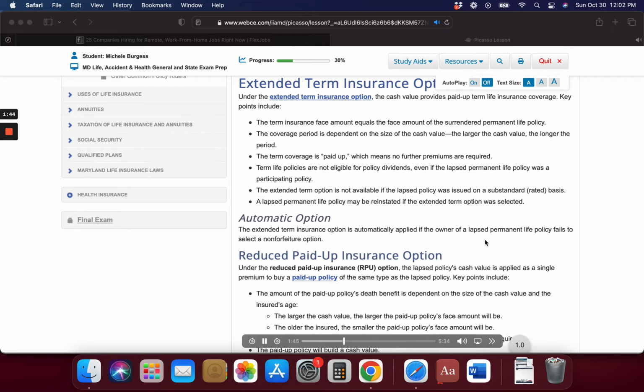Term life policies are not eligible for policy dividends, even if the lapsed permanent life policy was a participating policy. The extended term option is not available if the lapsed policy was issued on a substandard, rated, basis. A lapsed permanent life policy may be reinstated if the extended term option was selected. Automatic option. The extended term insurance option is automatically applied if the owner of a lapsed permanent life policy fails to select a non-forfeiture option.